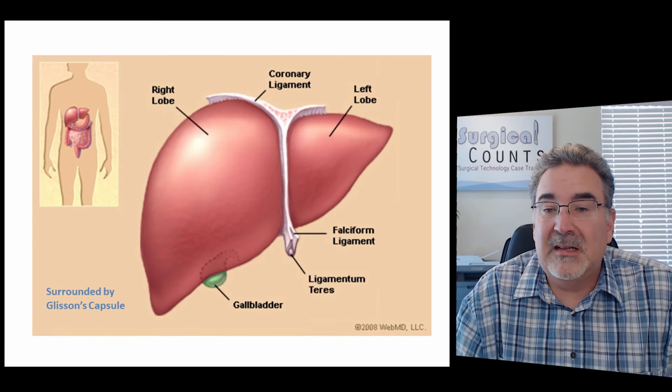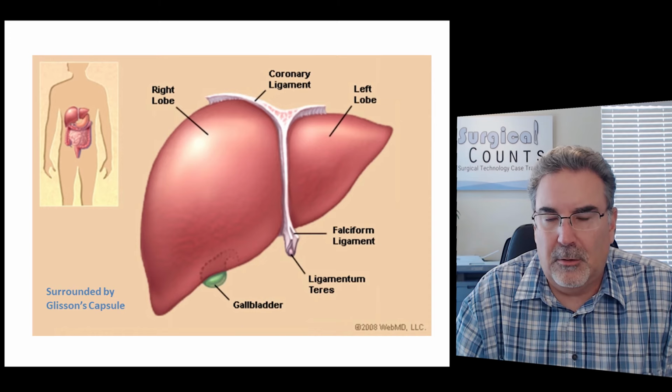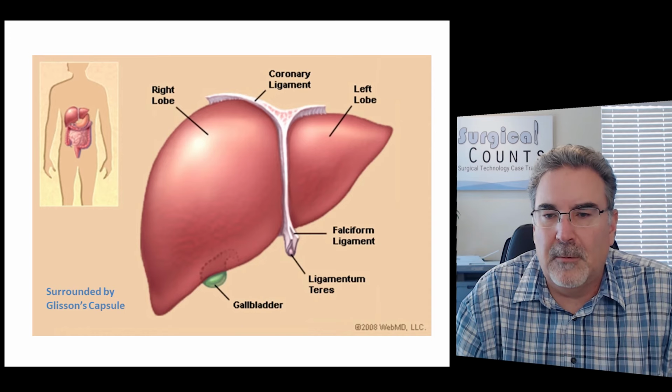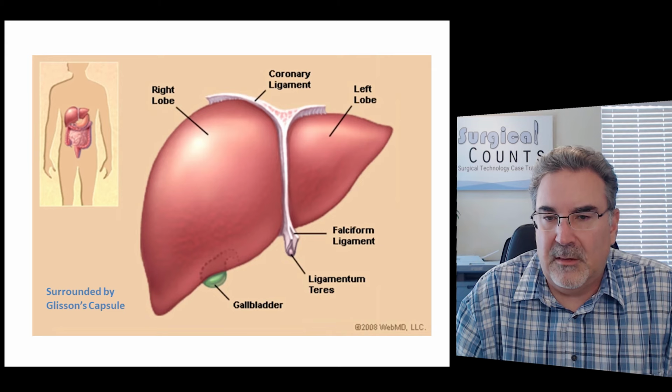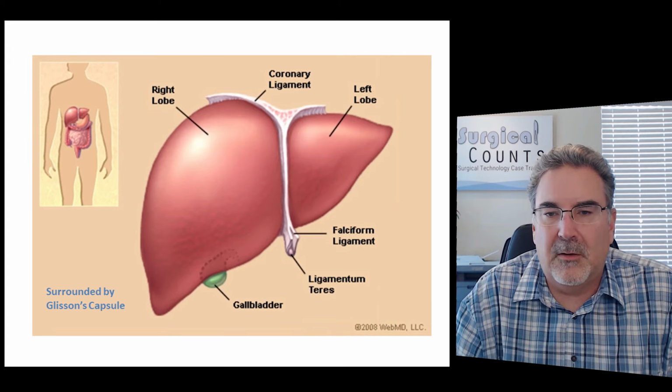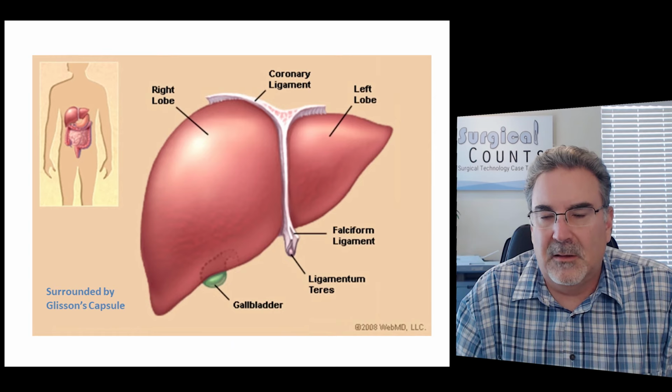The liver is divided into two lobes, the right lobe a little larger, the left lobe a little bit smaller. And then underneath the liver is the gallbladder. This is what stores the bile as the liver produces it. The liver sort of produces a steady stream of bile. It's stored in the gallbladder until it's needed.